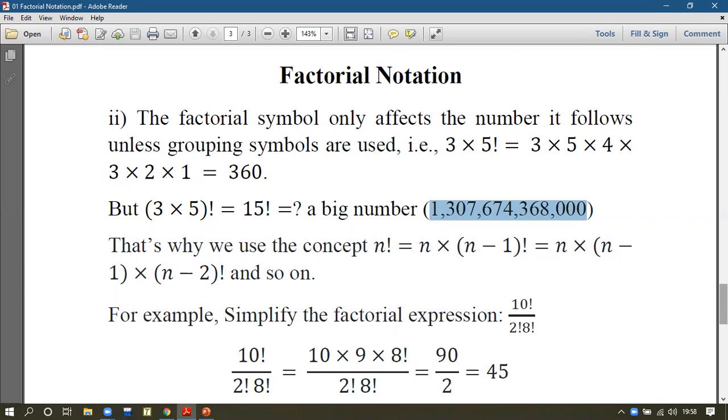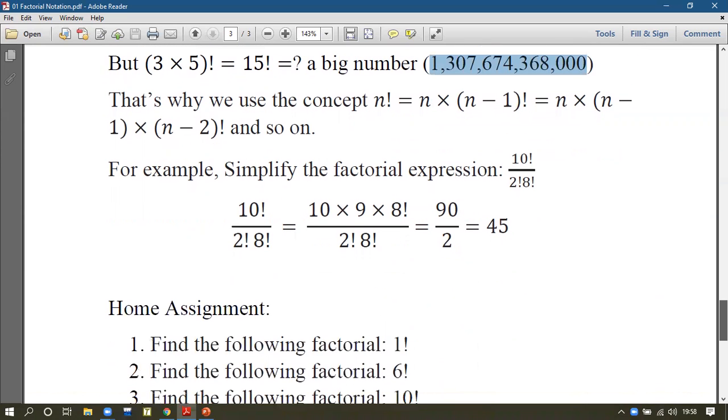Okay. Now, using this concept, we are going to find one more simple example: simplifying the factorial expansion factorial 10 divided by factorial 2 into factorial 8. Here the biggest one is factorial 8, so we can convert factorial 10 into factorial 8.